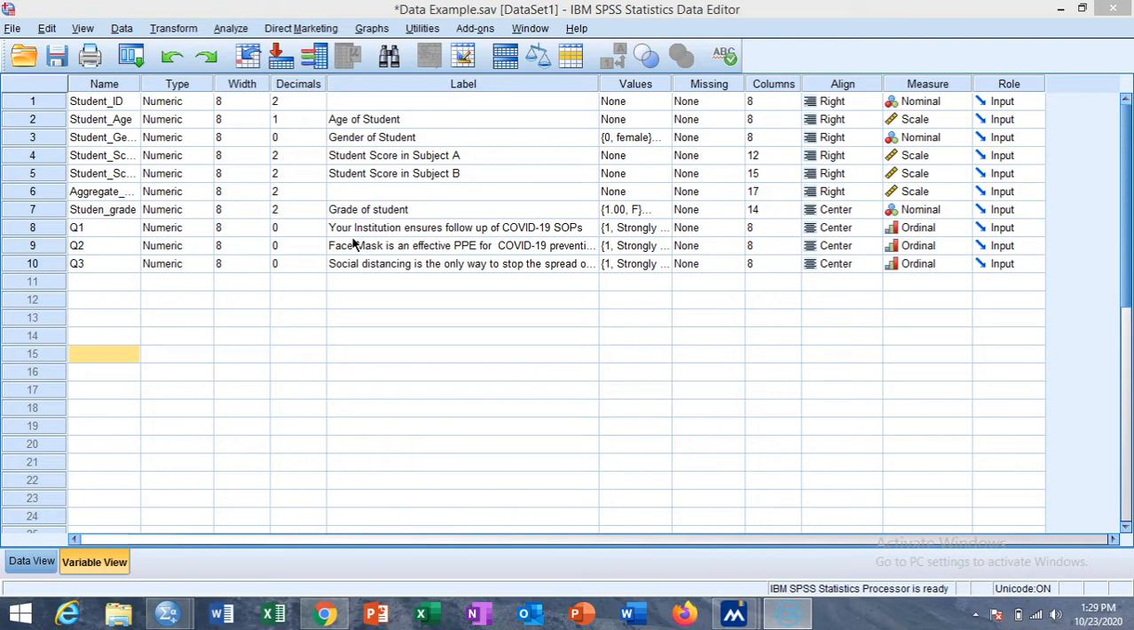The first question was, your institution ensures follow-up of COVID-19 SOPs. So we can see whether the answer to this question is associated with gender of student or not. For this purpose, we need a test of association or test of attributes.